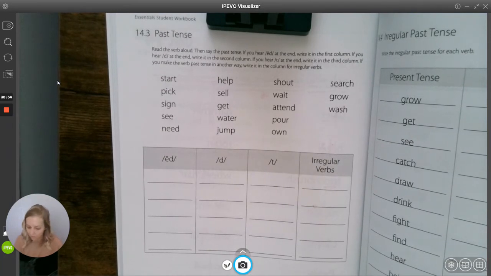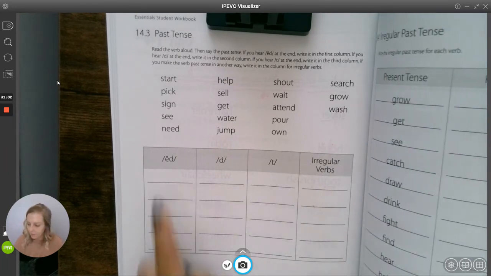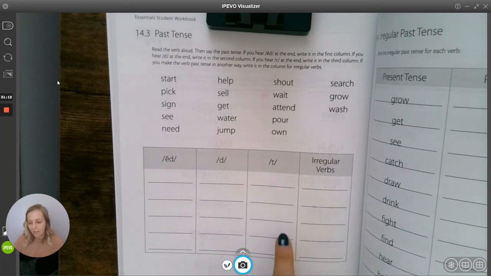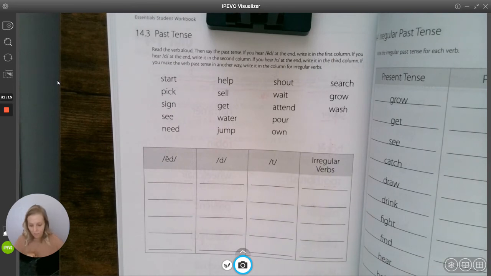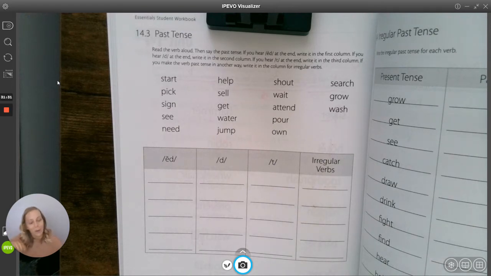So read each verb aloud, then say its past tense form. If you hear ed at the end, write it in the first column. If you hear d at the end, write it in the second column. If you hear t at the end, write it in the third column. If you make the verb past tense in another way, write it under the column for irregular verbs. Okay? Let's do the first two together. Okay?